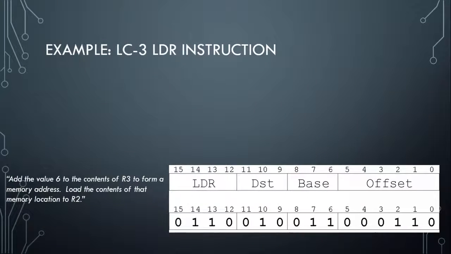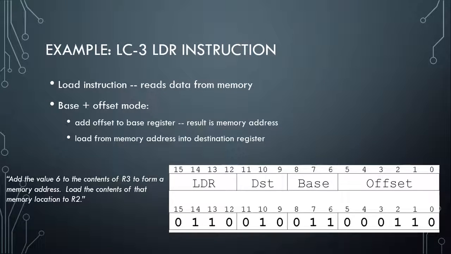Now this is an LDR instruction, or a load instruction. This will read data from memory. Now the base plus offset mode adds the offset to the base register, and the result is the memory address. Load from that memory address into the destination register. So in this example, again, the first 4 bits are our instruction. You can see here's our destination once more. It says add the value 6 to the contents of R3, because this is R3, our base right here, to form a memory address. Load the contents of that memory location into R2.